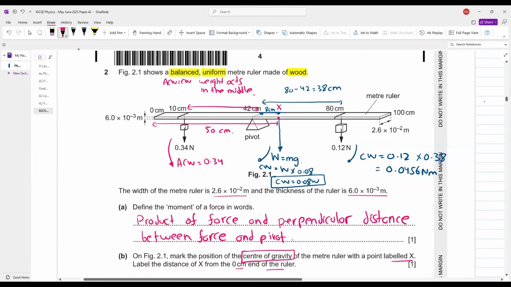The pivot is at 42 centimeter, and this force acts at 10 centimeter. What is the distance? 42 minus 10 equals 32 centimeter, multiplied by 0.32. Anti-clockwise moment comes out to be what? 0.34 into 0.32. This comes out to be 0.1088 Newton meter.